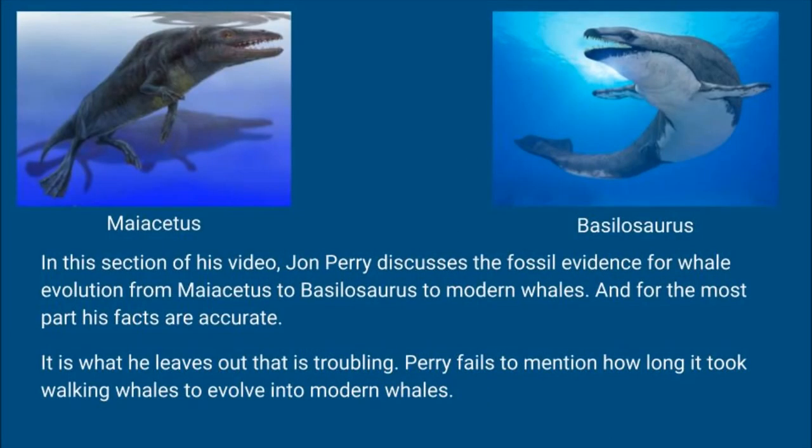In this section of his video, Jon Perry discusses the fossil evidence for whale evolution from Miacetus to Basilosaurus to modern whales, and for the most part, his facts are accurate. It is what he leaves out that is troubling. Perry fails to mention how long it took walking whales to evolve into modern whales.